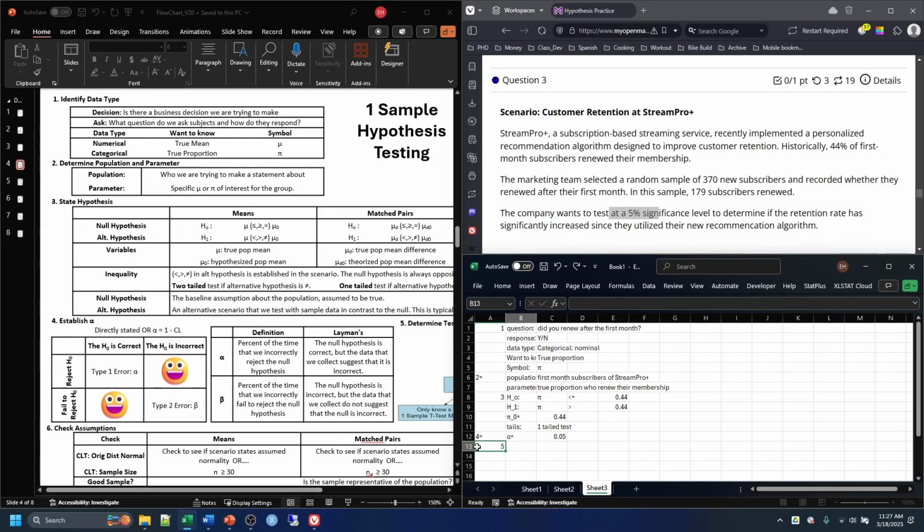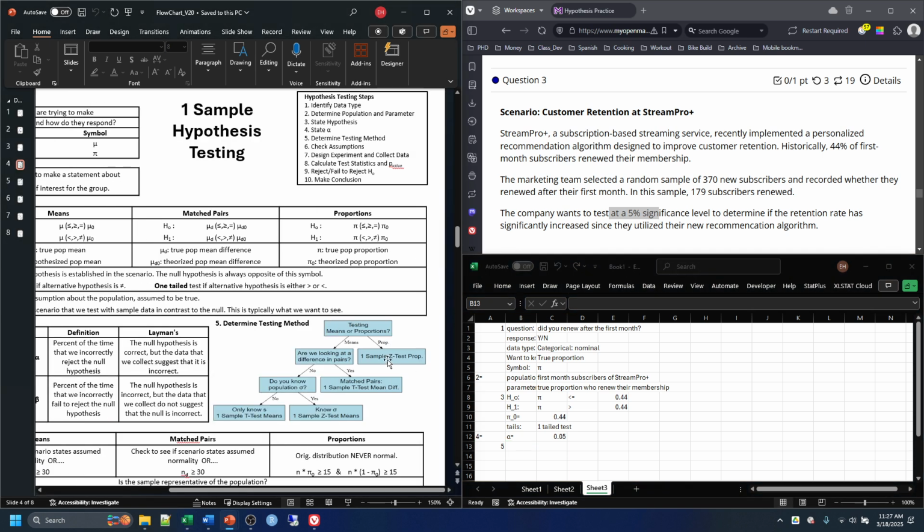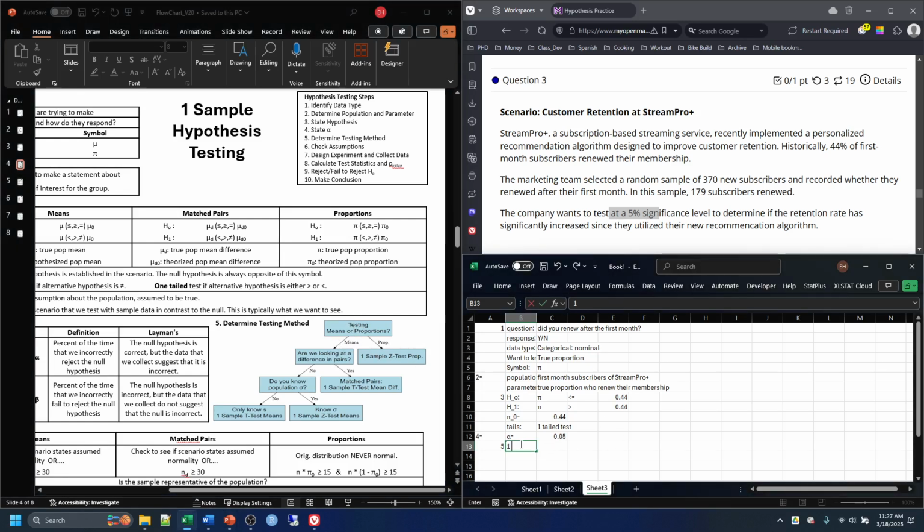Let's go ahead and do step 5. We have to determine our testing method. So we ask if we're dealing with means or proportions. We're dealing with proportions, so we are going to do a one sample z-test for proportions. Okay, moving on to step 6.